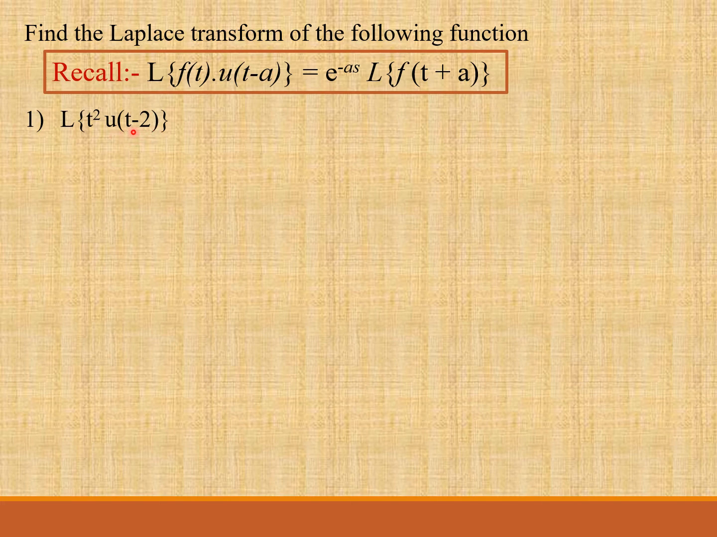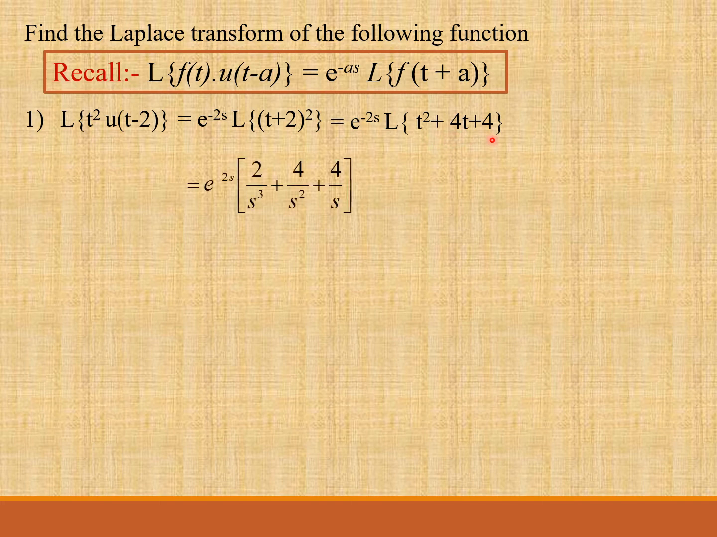So here u of t minus 2 is the displaced unit step function. So its Laplace is e raised to power minus 2s into Laplace of, we need to shift this t by plus 2. So (t plus 2) whole square, which is equal to e raised to power minus 2s. Laplace of (t plus 2) whole square means t square plus 4t plus 4, which is equal to e raised to power minus 2s. Laplace of t square is 2 upon s cube. Laplace of 4t is 4 upon s square, and Laplace of 4 is 4 by s.